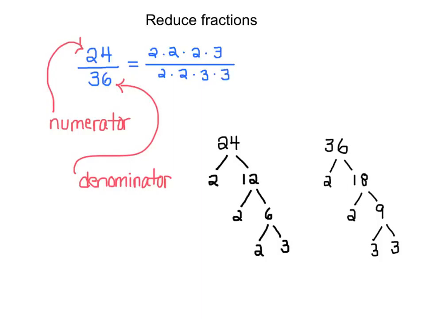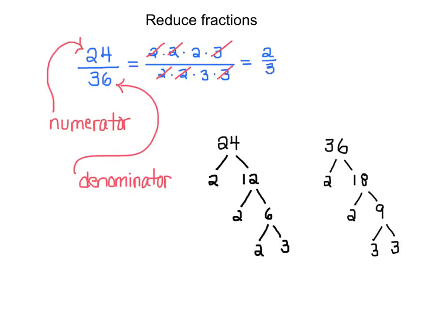In this particular case, we can cancel out any like factors. So this 2 cancels out with this 2. The 2 in the numerator here and the 2 in the denominator cancel out. The 3 in the numerator here and the 3 in the denominator cancel out, giving us our reduced fraction. And our reduced fraction is 2 divided by 3.